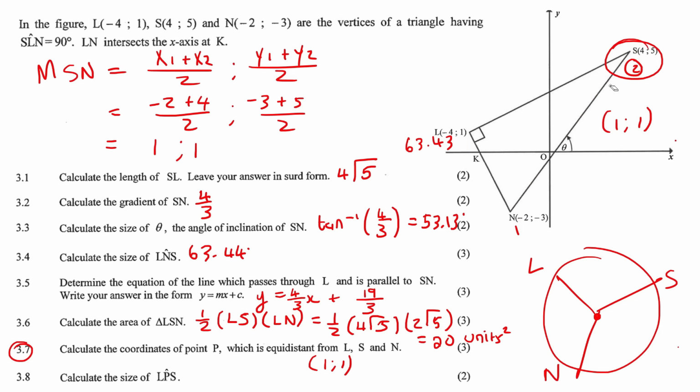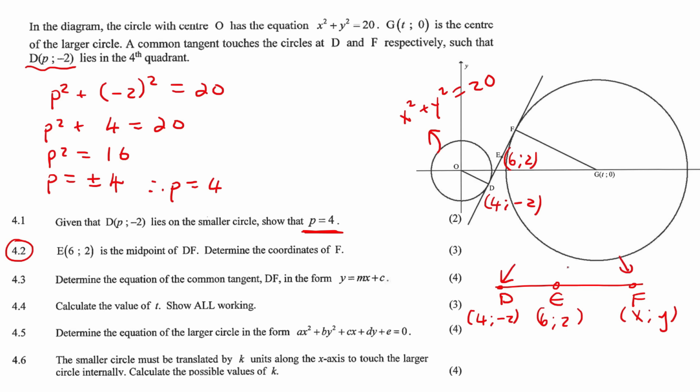Point E, which is 6 and 2, which is over here, is the midpoint of DF. Determine the coordinates of F. Okay, well that's easy because we now know what P is. So we can use the midpoint in reverse. D would be 4, negative 2, E would be 6, 2, and then F is x and y. So just use the midpoint theorem. We know that with the midpoint theorem, you normally use this information and this information to find this one.